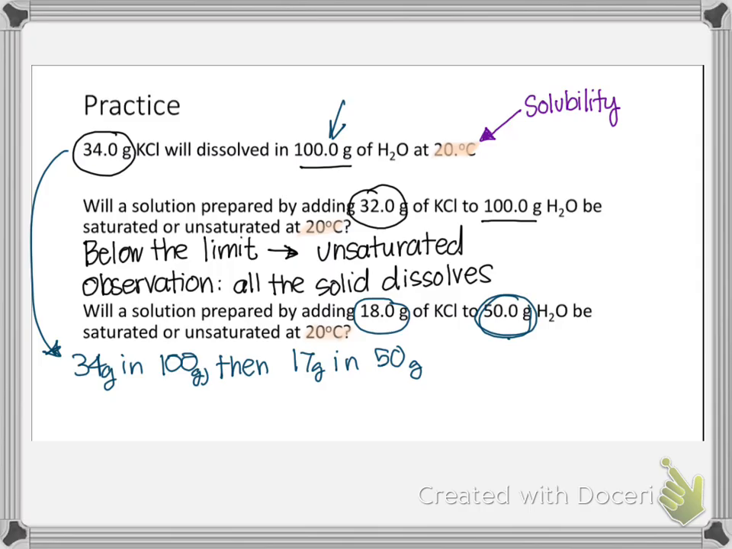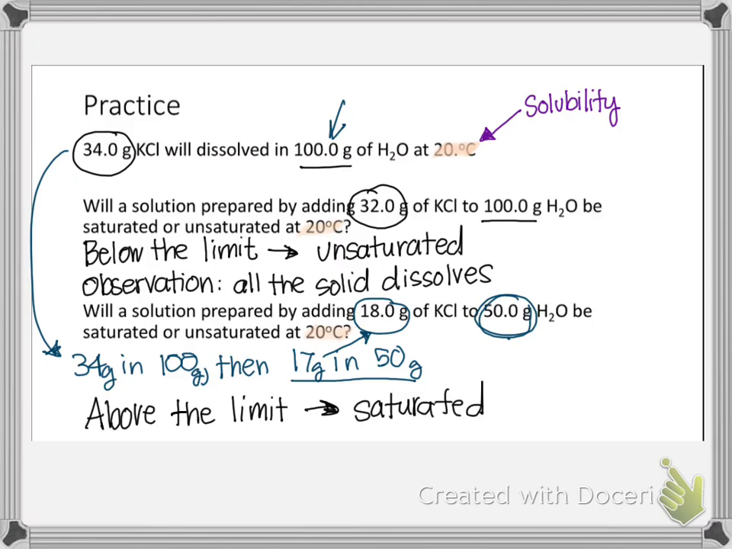So now I compare: 17 is what I can dissolve in 50, but I'm trying to put 18 in. So I'm trying to add more than the limit. So this would be above the limit, right? Because I only can do 17 in 50. And if I add above the limit, that is going to create a saturated solution. It's not supersaturated because I didn't heat it and cool it and do anything.